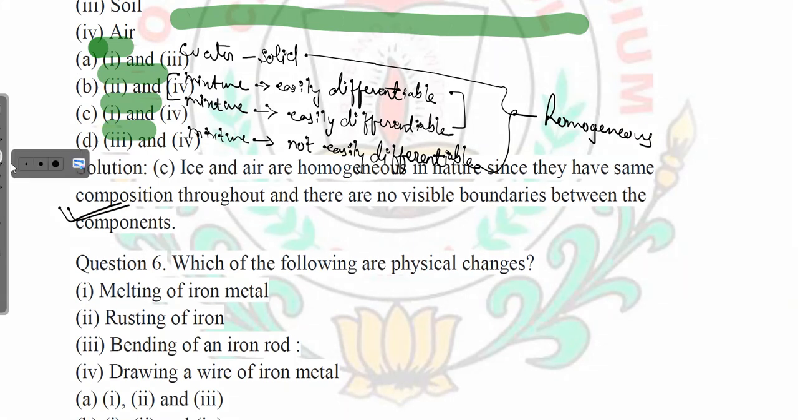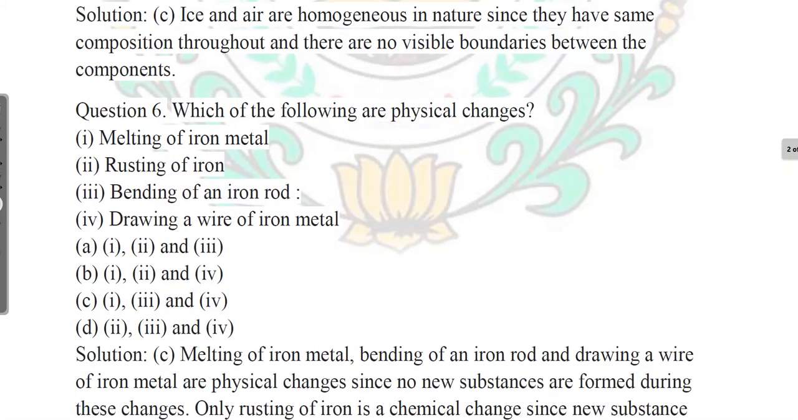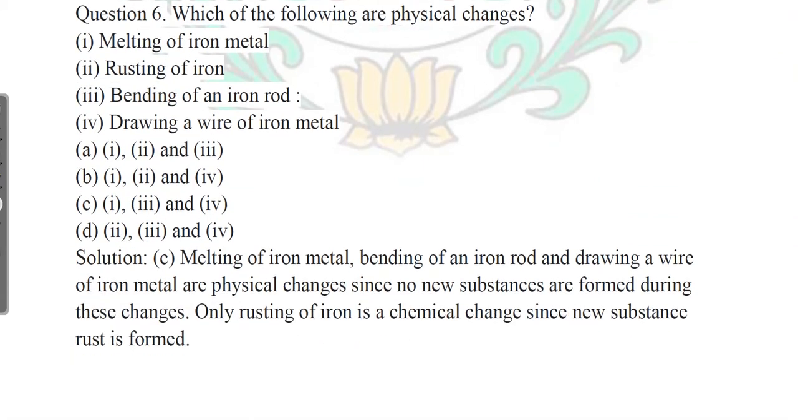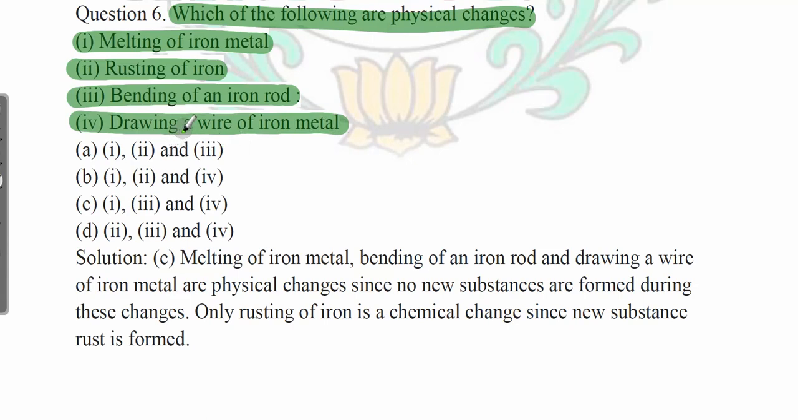So question number 6 is asking, which of the following are physical changes? The options are: number 1, melting of iron metal; number 2, rusting of iron; number 3, bending of an iron rod; and number 4, drawing of a wire of iron metal. Out of these 4, we have to find out which of the following are physical changes.